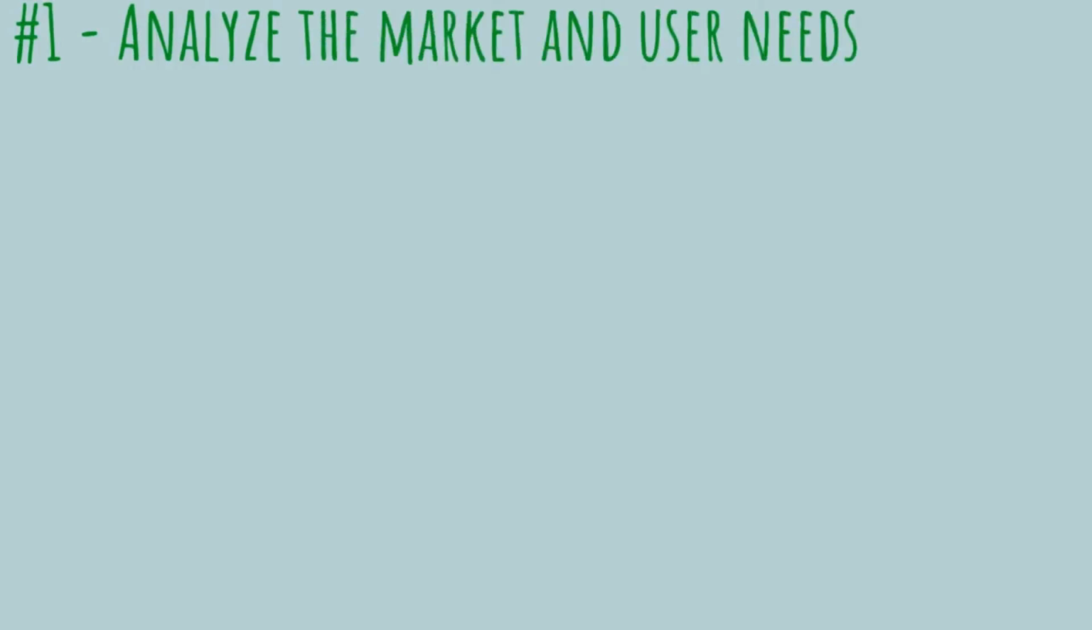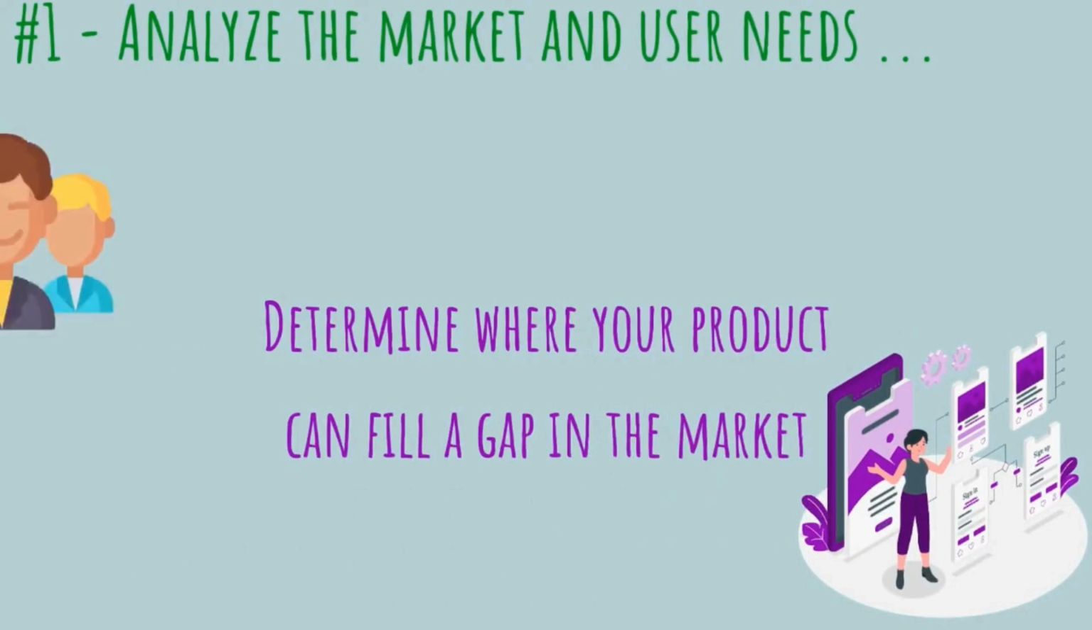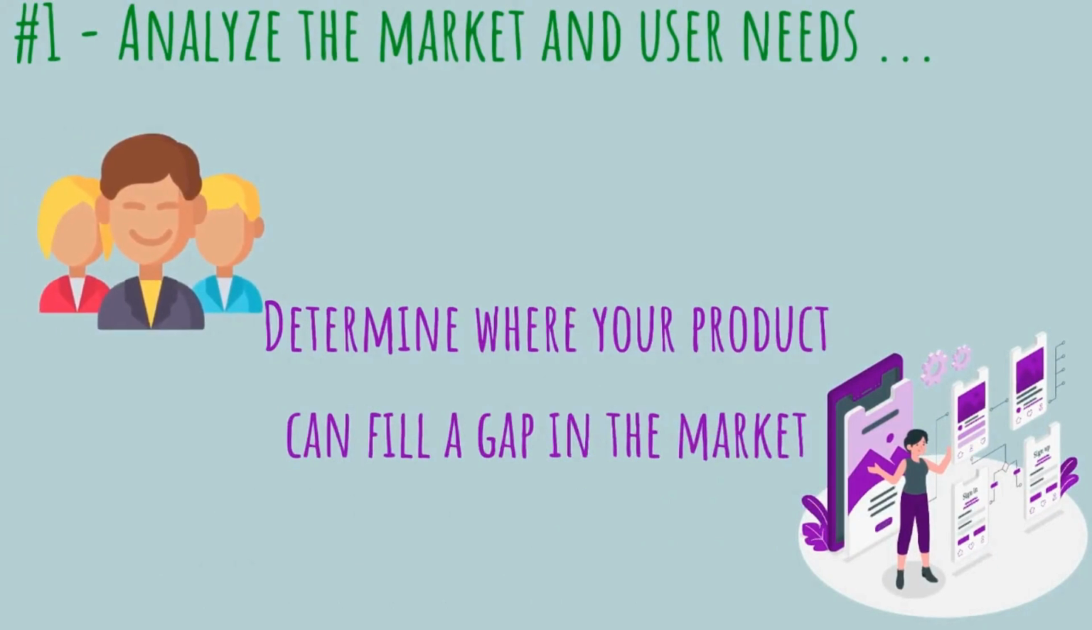Step 1. Analyze the market and user needs. Gather insights about your product audience by conducting thorough market research. Find out what their pain points are, what their desires are, and what expectations they have. Determine where your product can fill a gap in the market.